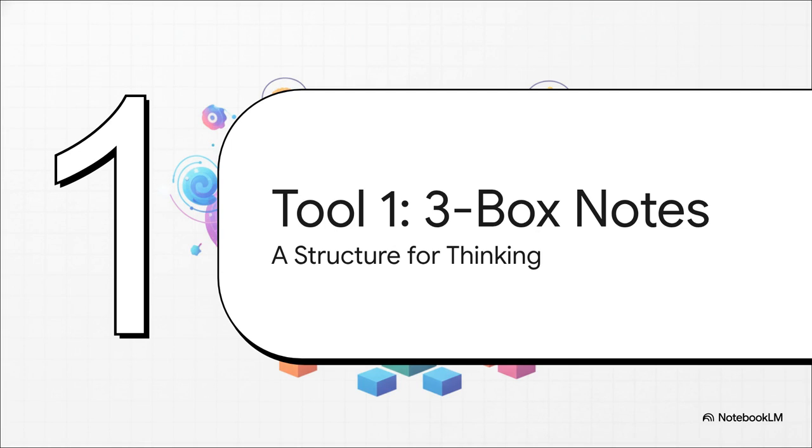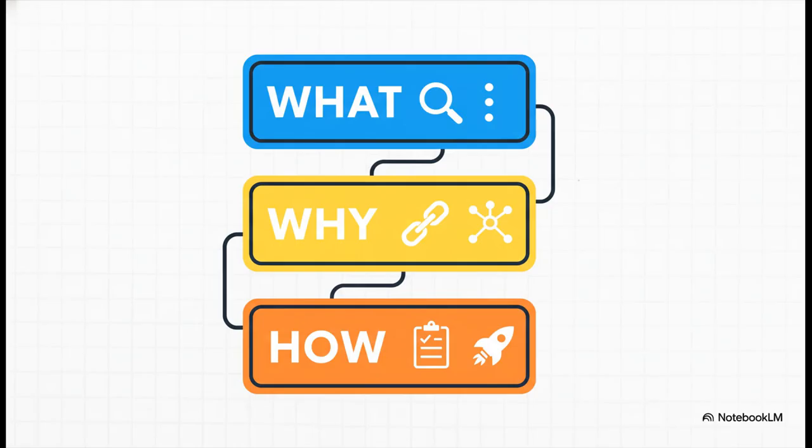Now, this is not your typical high school-style note-taking where you just copy everything down. This is a framework that forces your brain to be an active participant, to process and organize what you're learning right from the very start. And it is so beautifully simple. You just divide your notes into three boxes. What, for the basic facts and definitions. Why, this is for the reasons, the relationships, the connections. And how, this is all about practical actions and what to do next.